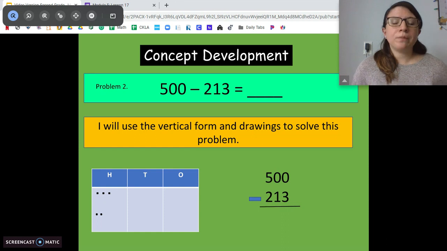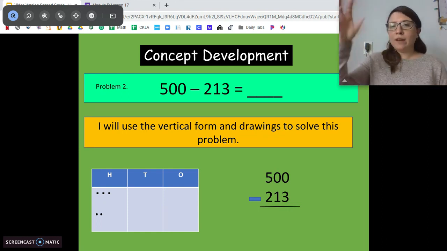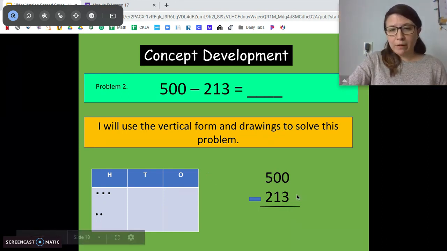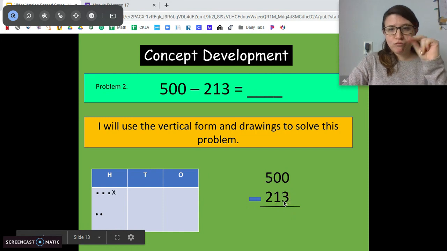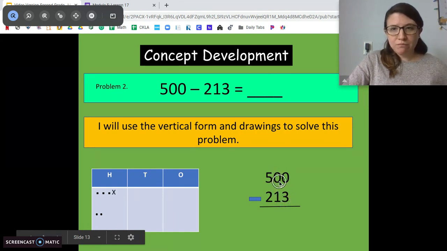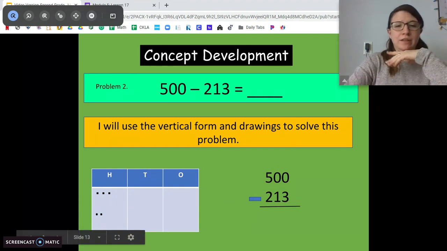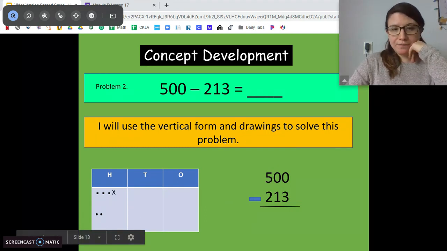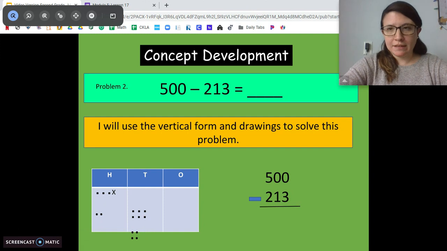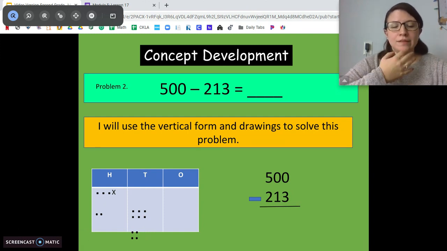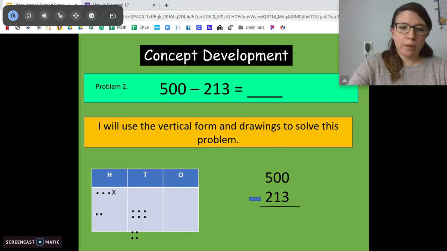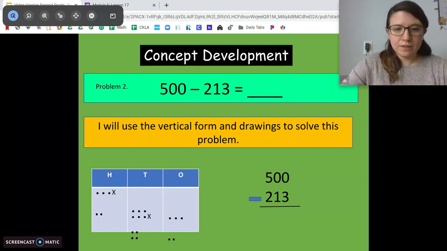All right, here we go. Do we have any 1s that we can take 3 away from? Do we have any 10s? So we're going to come all the way over to our hundreds. I'm going to cross out 100 and move 10 10s over. Awesome. Now, still doesn't help me with my 1s. So I got to cross out a 10, move 10 1s over. Now we can subtract. Now we're good to go.